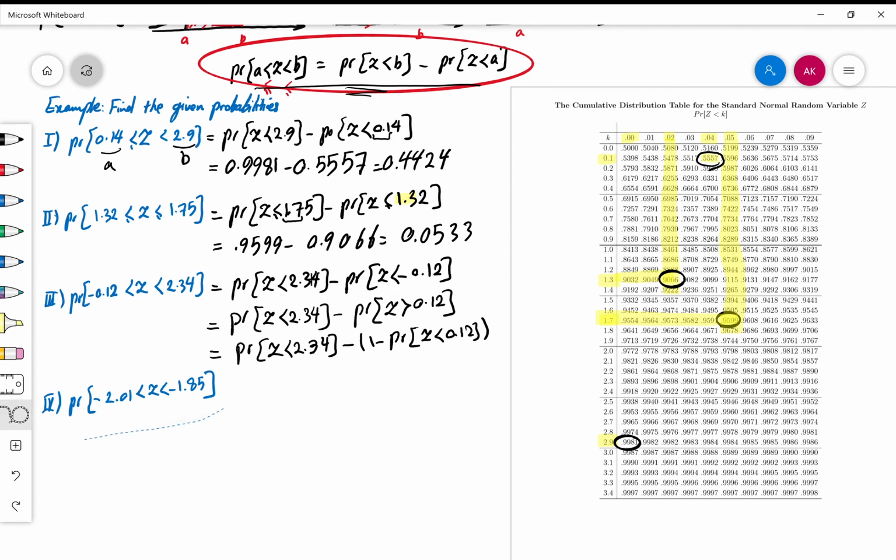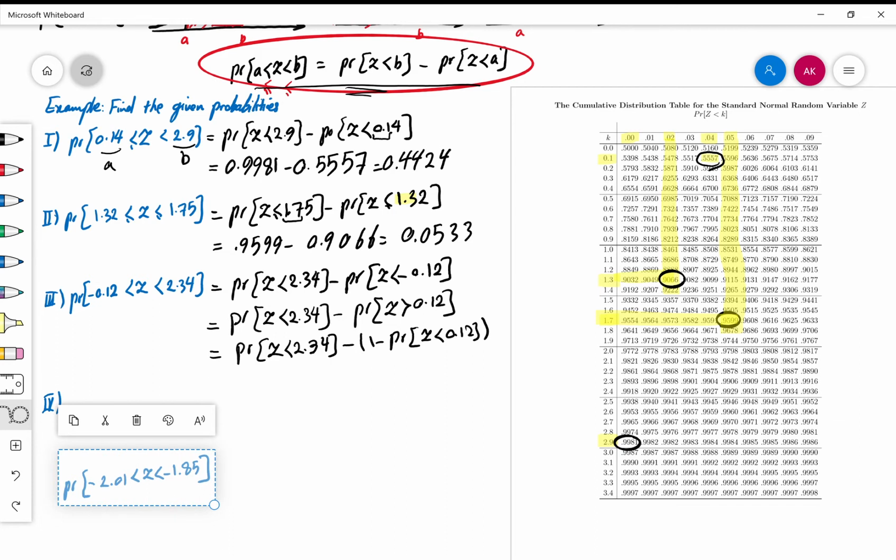Okay, let me take this a bit down here. And here what we have now is the probability of a number. I can find it from here. I can find 2.3, 2.3, and then 0.4, 0.4, so come down and then come down.